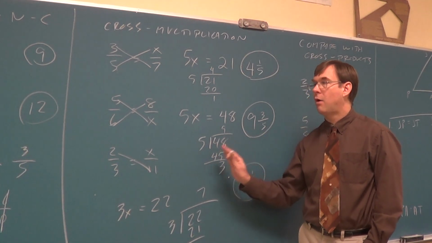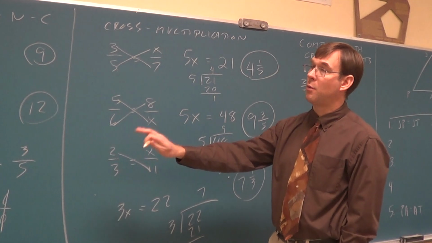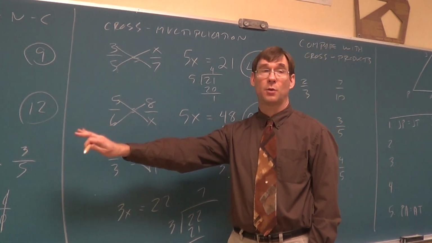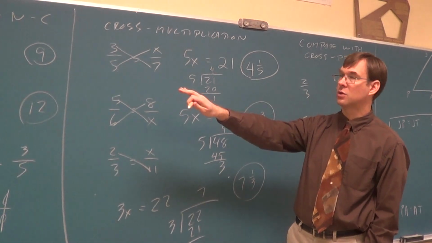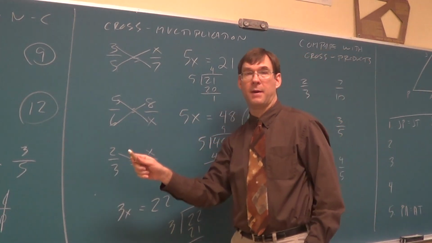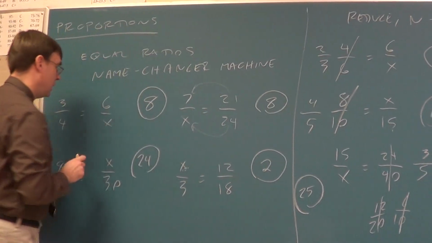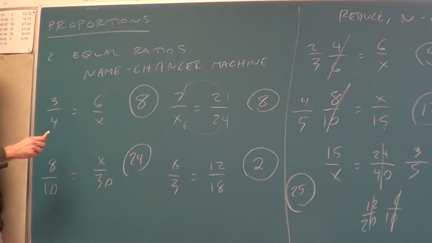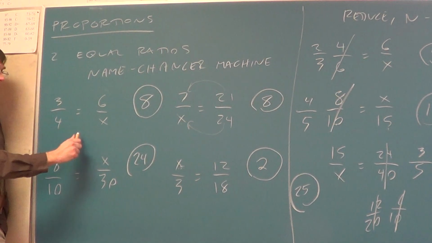The nice thing about this, it will always work. The name changer machine won't always work, but it's nice if it does because it's quicker. But that won't always work. But I could go back to where we started. If you can turn me back to where I started, all the way back to here. If you want one system that'll do everything every time, just do the cross multiply system.